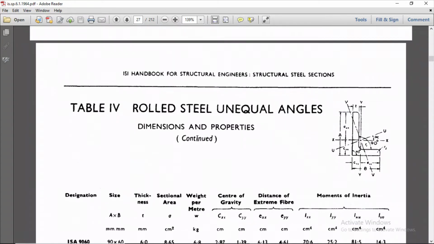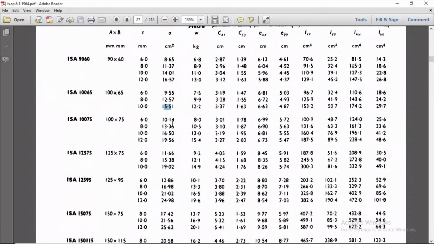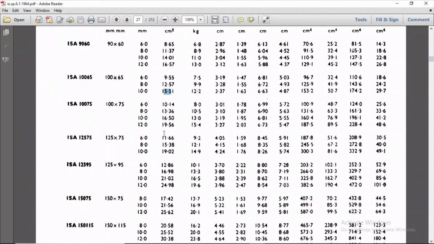So let's go down a bit more. You can see this is 14.1. So 90 by 6 by 10, 10 is the thickness. You can select this. You can select even this, 100 by 65 by 10. Right. So out of so many options, let us try any one option. So I am going to select 125 by 75 by 8. 125 by 75 by 8.